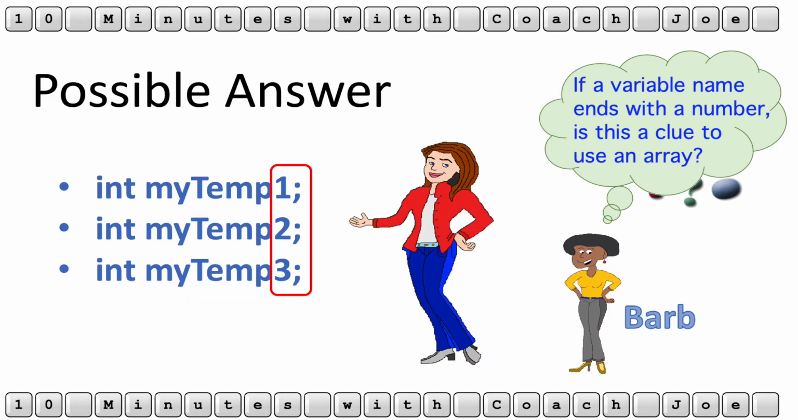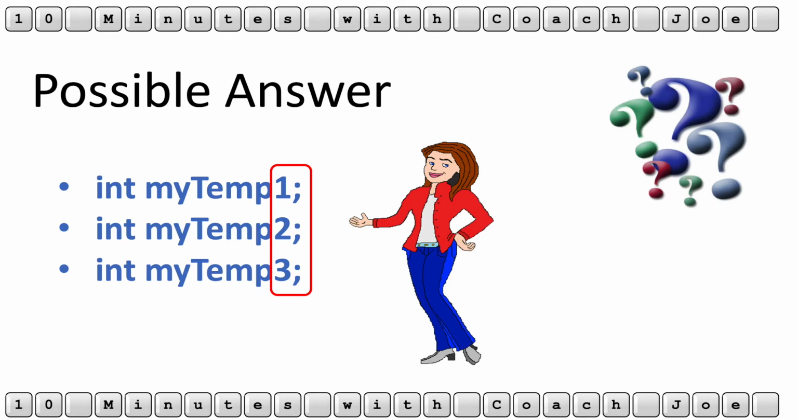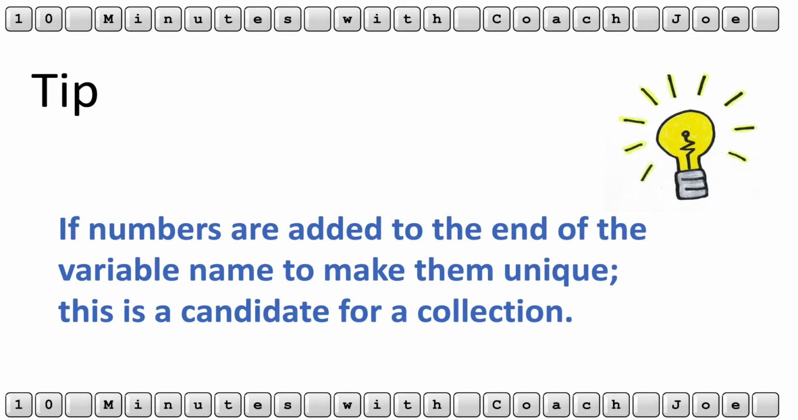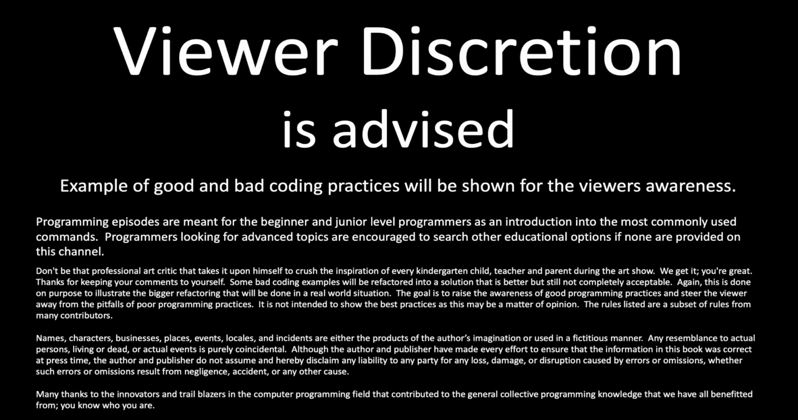Correct. Creating several myTemp variables with the number at the end is a clue to use a collection, which an array is one possibility. This is a good Coach Joe tip. If numbers are added to the end of the variable name to make them unique, this is a good candidate for a collection. I would like to point out that the use of an array is very handy in specific situations. You should be aware of the array variable, even though in most cases there is a better collection option.